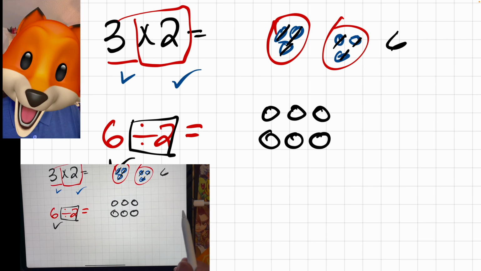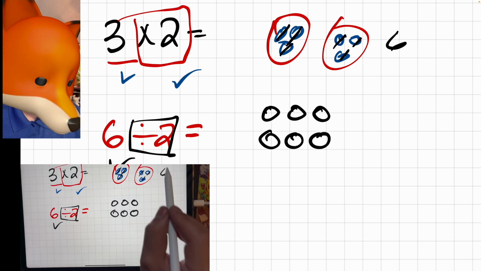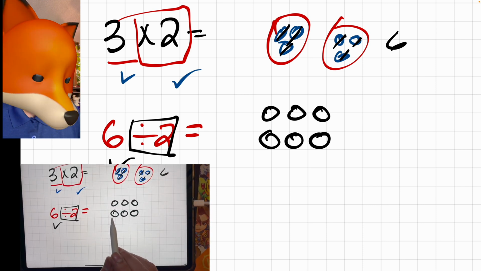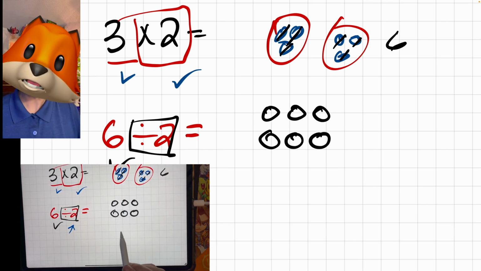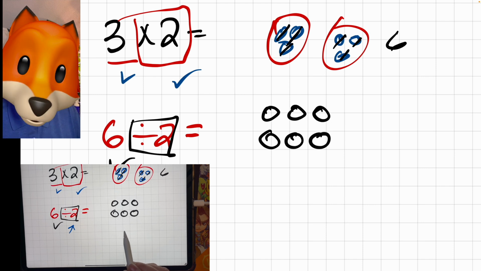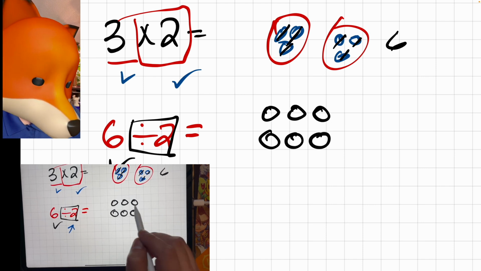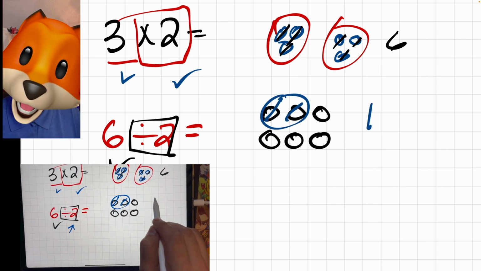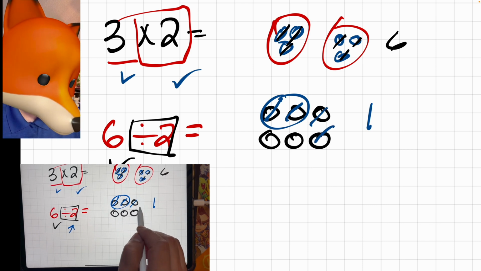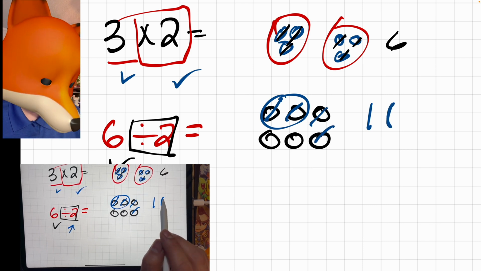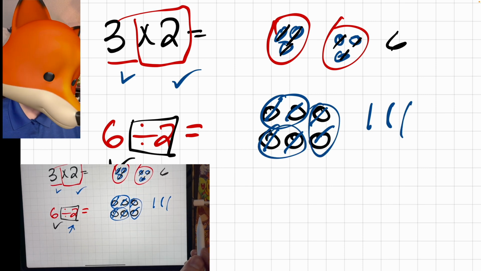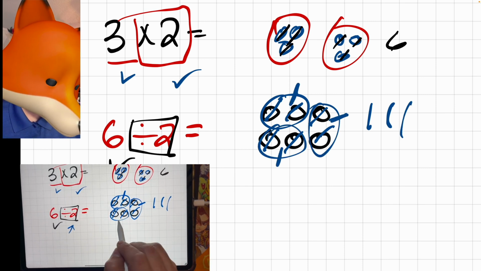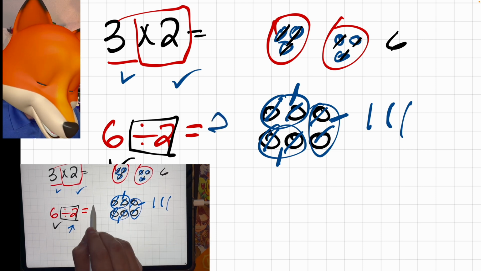Okay, so I'm going to do it the other way. All I'm going to do is I'm going to take 6 and I'm going to separate groups of 2. I think that's a lot simpler and it's the same thing. 1, 2. There's 1 group. 1, 2. There's 2 groups. 1, 2. That's 3 groups. 1, 2, 3 groups. All right, and I still got 3.